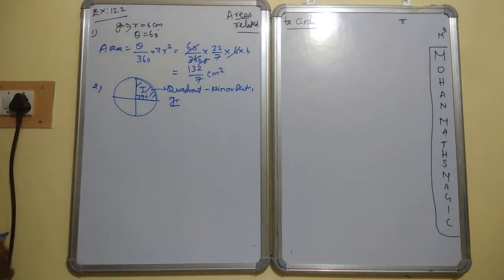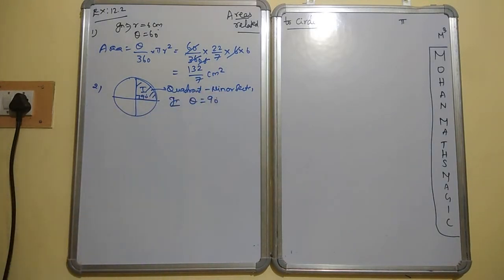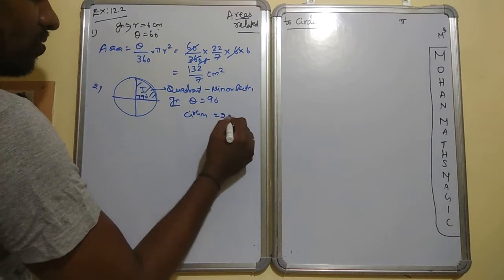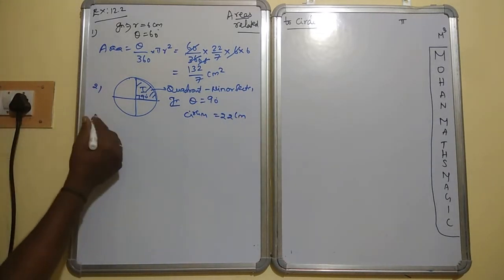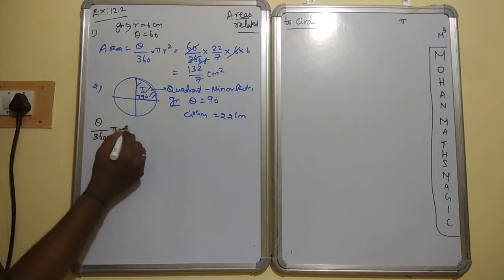First, write what is given for all the sums. Theta value: quadrant means theta equal to 90 is inbuilt. Circumference equal to 22 centimeter. So we have to find out the area. We will write the formula here: theta upon 360 times pi r square.